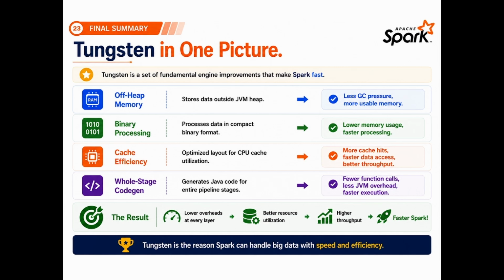That's where you're headed. In the next video, we go even deeper into the Catalyst Optimizer, the component that reads your SQL query and silently rewrites it to be faster. It's one of the most underrated features in Spark, and most engineers have no idea how it works. I'll see you there.